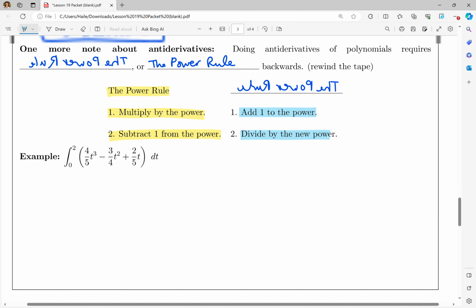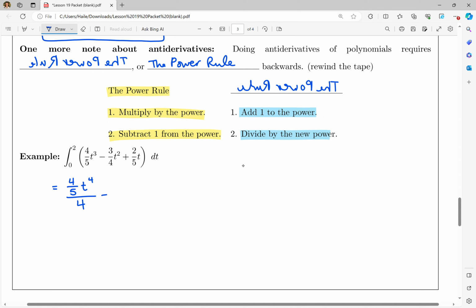So for our last example of the day, we have the integral from 0 to 2 of 4/5 t cubed minus 3/4 t squared plus 2/5 t dt. Okay, so if we're going to do backwards power rule, we know our coefficients go along for the ride, so let's just jump in with 4/5 t cubed. So my antiderivative of this will be 4/5 t with a new power of 4 divided by 4. Okay, so I added 1 to the power, I divided by the new power.